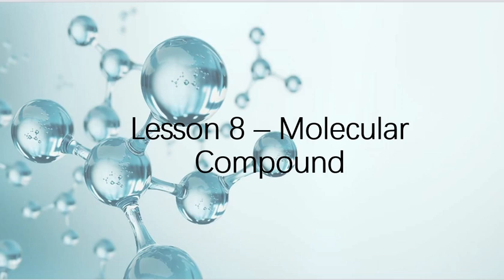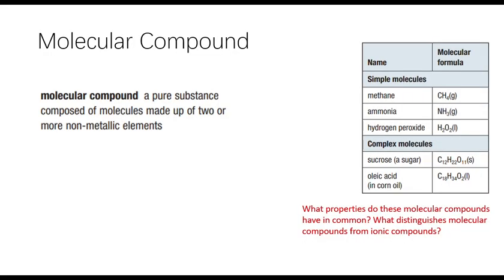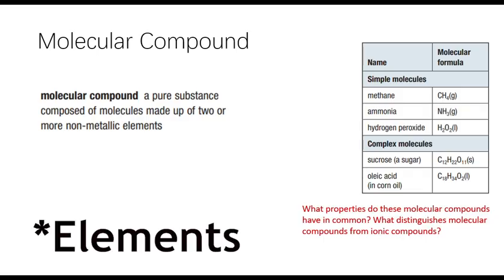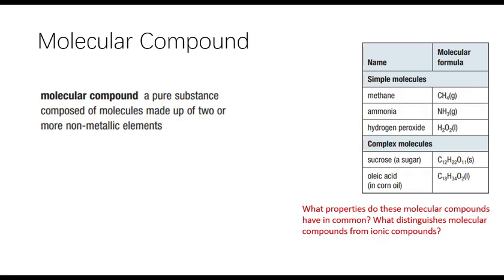In this lesson, we're going to learn about molecular compounds. The smallest building block of a molecular substance is a molecule. A molecule is made up of multiple atoms. A molecular element consists of molecules that contain atoms of only one type of element. Examples of molecular elements include ozone, which is O3, and sulfur gas, which is S8.